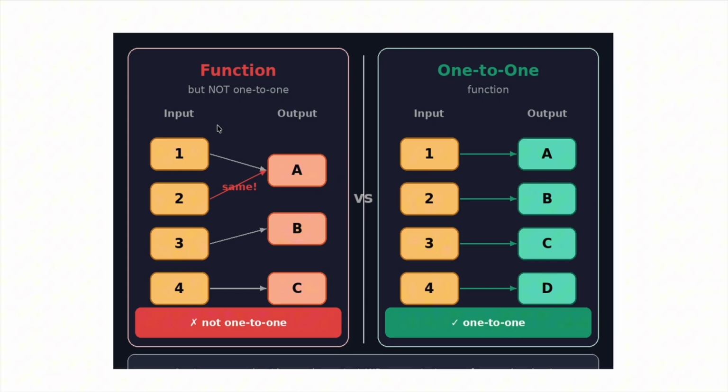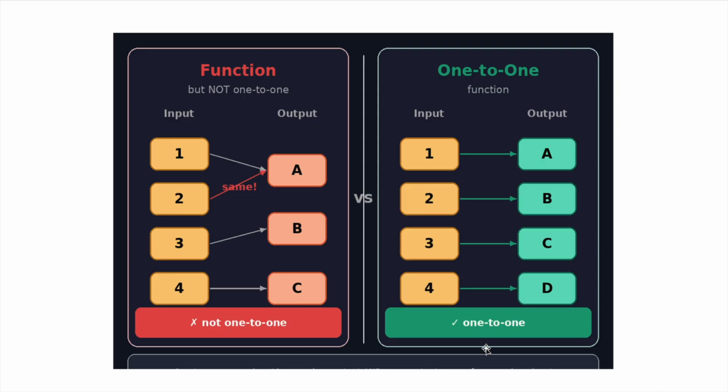Whereas if we take a look at the one on the left, input 1 gives output A and input 2 also gives output A as well. It's still a function because no input gives two outputs, right? No repeated input. So it's still a function, but it's not one-to-one because output A now comes from two different inputs. So not one-to-one, but still a function.